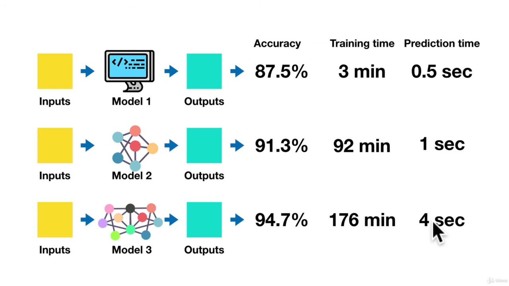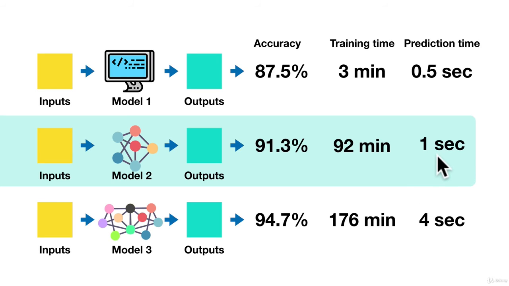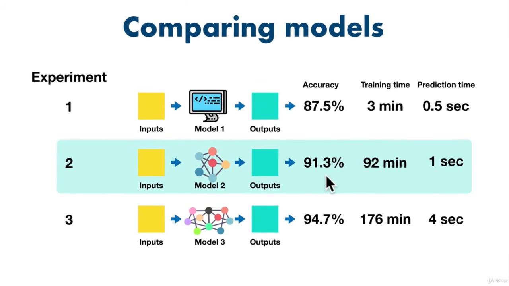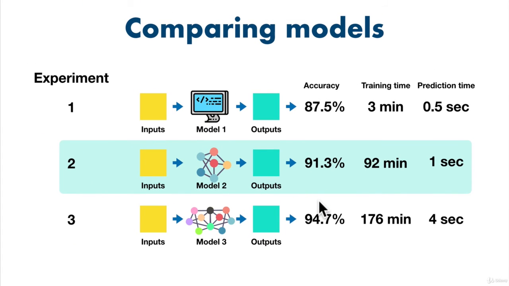But if you are optimizing for prediction time, right, you want to make predictions as fast as possible, you might choose Model 2 because it makes predictions 4 times faster than Model 3, but at a higher accuracy level. Again, this will be different depending on what kind of application or production use case you want to use, but just some things to keep in mind. There's more than just how a model performs that goes into choosing which one you should use.